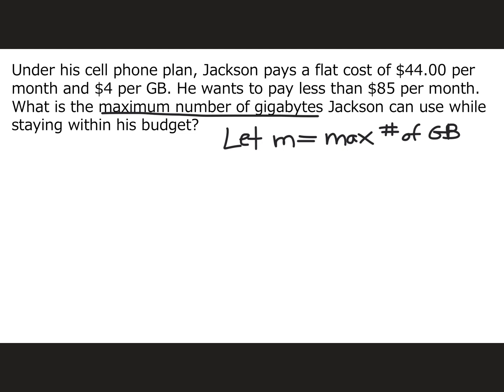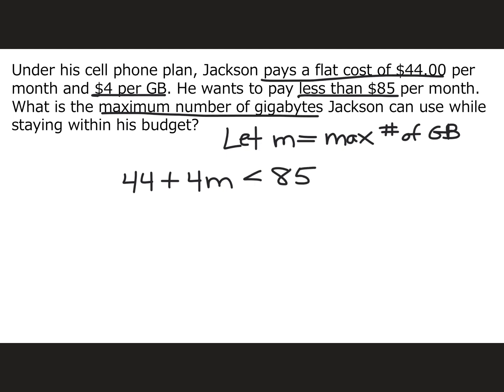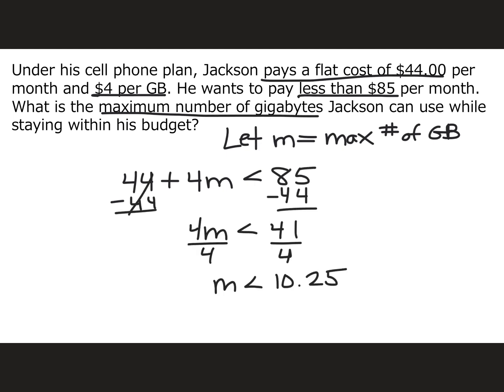All right, so he pays a flat fee of $44, so that's a one-time thing. And we have $4 per gigabyte, so that's my multiplication, 4M. And he wants to pay less than 85. Well, that should be pretty simple. We have our 44 plus our 4 times M is less than 85. Just like that. All right, I'm going to go solve it. So M is less than 10.25. So can I say the answer is 10.25? Well, it doesn't sound like we can buy a partial amount of gigabyte. And so if M is less than that, then the most gigabytes he can do under his plan is 10.